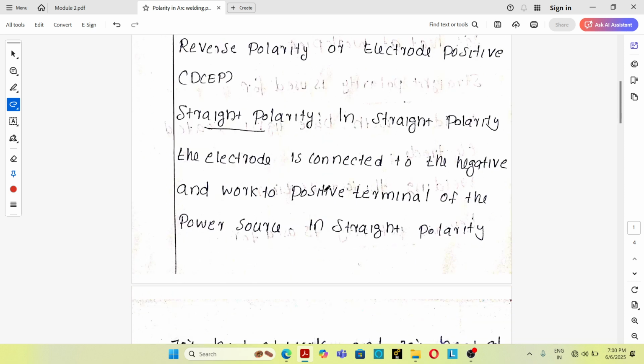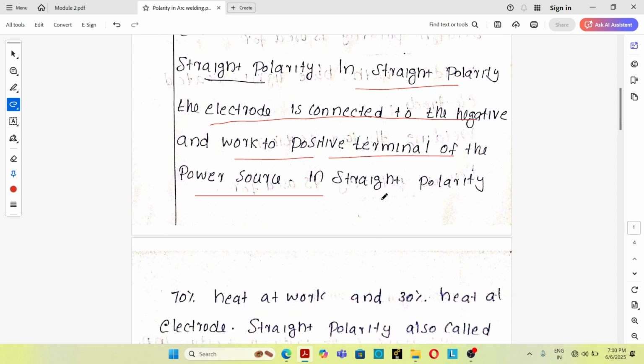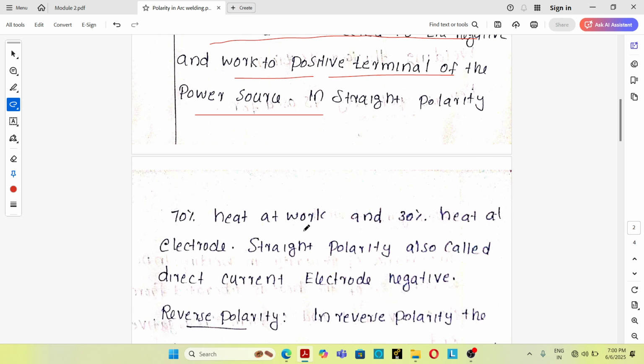So the first one, straight polarity. In straight polarity, the electrode is connected to the negative terminal and the workpiece is connected to the positive terminal of the power source. That's an important point. In straight polarity, 70% of the heat is at the work. Why? The workpiece is connected to the positive terminal and the electrode is connected to the negative terminal. So 30% of the heat is at the electrode, and 70% at the work.